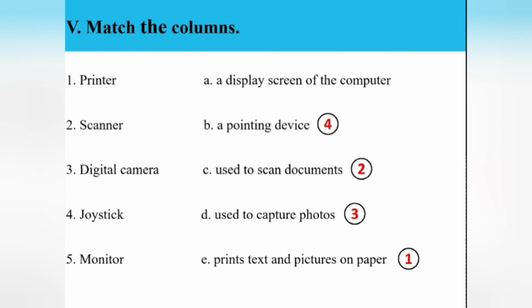Last question is monitor. So there are no options, only one option is left. A display screen of the computer is correct. The monitor is a display screen of the computer. That is, the monitor is the output device. So you have to put 5 here. Could you understand, children, how to match the columns? Okay, shall we move on to the next Roman?